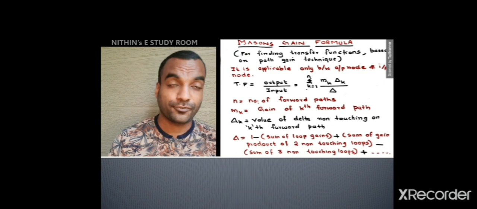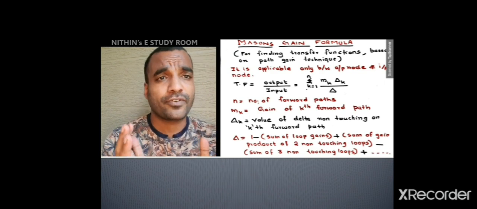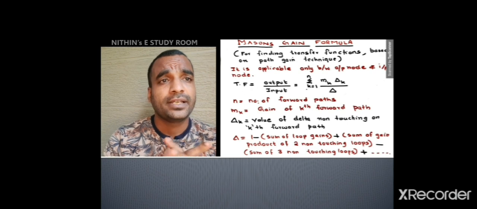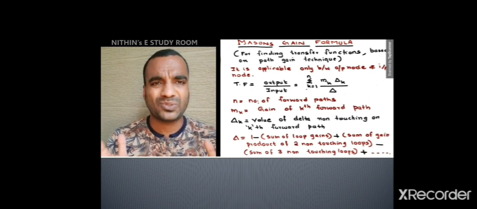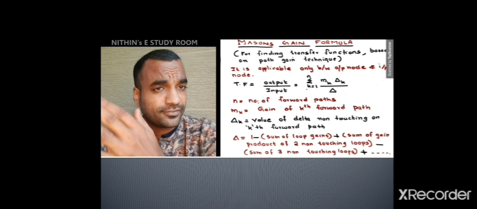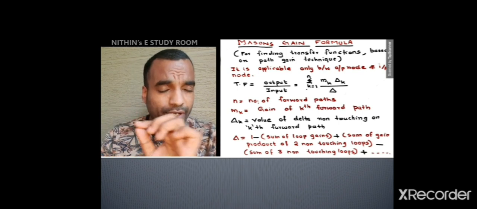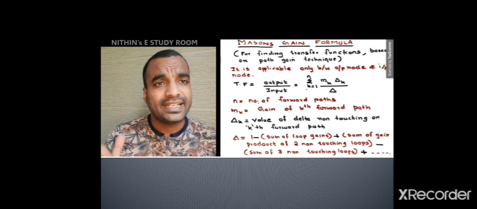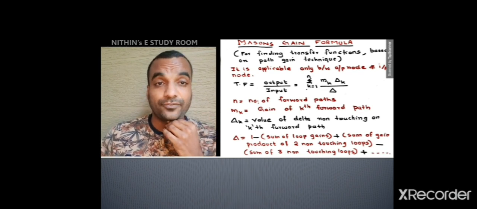Now, Mason's gain formula. Mason's gain formula is used for finding transfer functions based on path gain techniques. If a problem is oriented in such a way that path gain is given and some nodes are marked, like we saw in the drawing of a signal flow graph, in that case you can directly use Mason's gain formula.